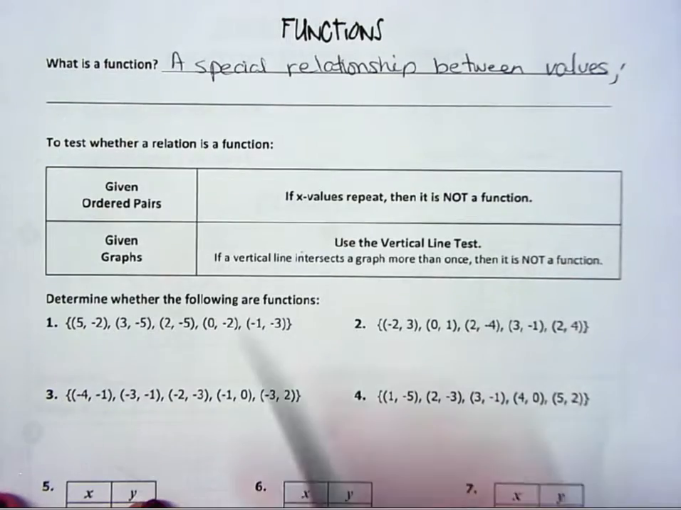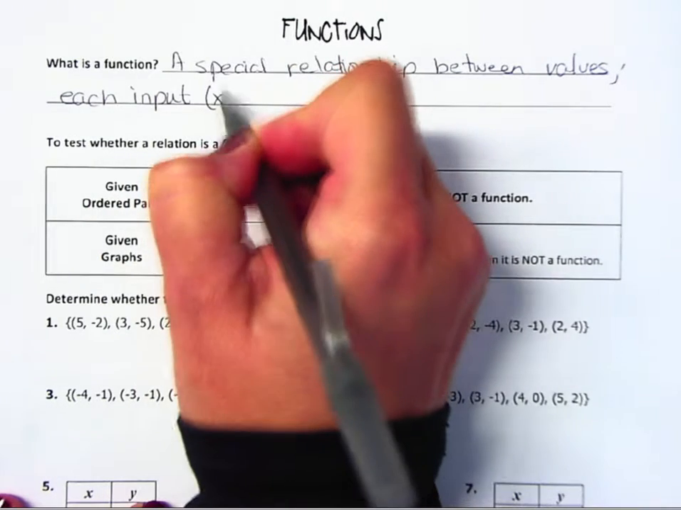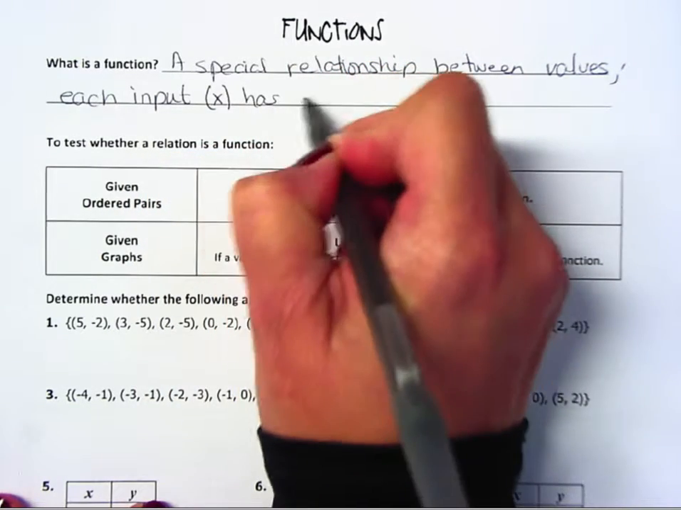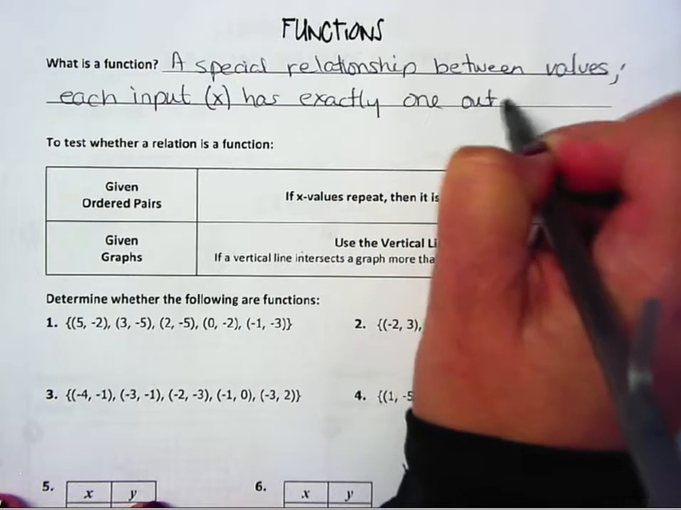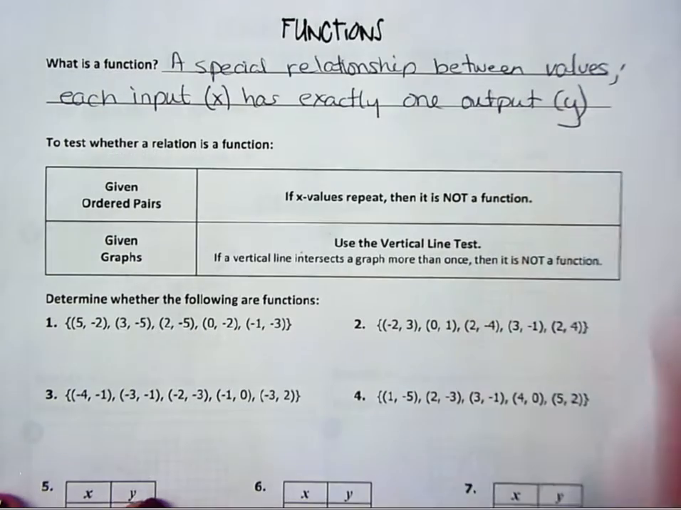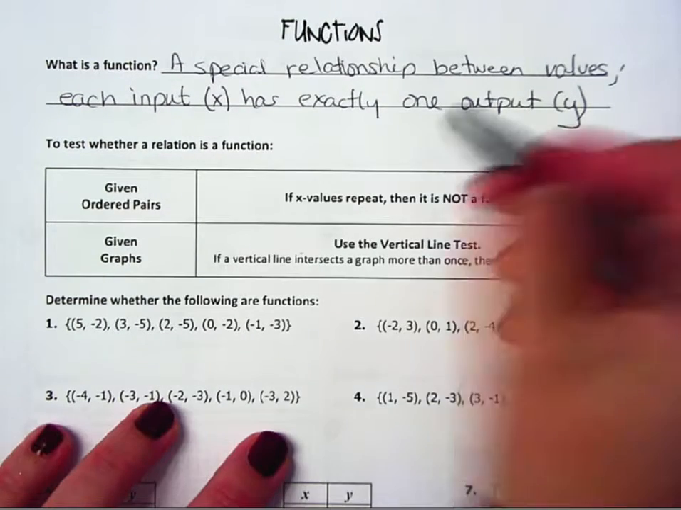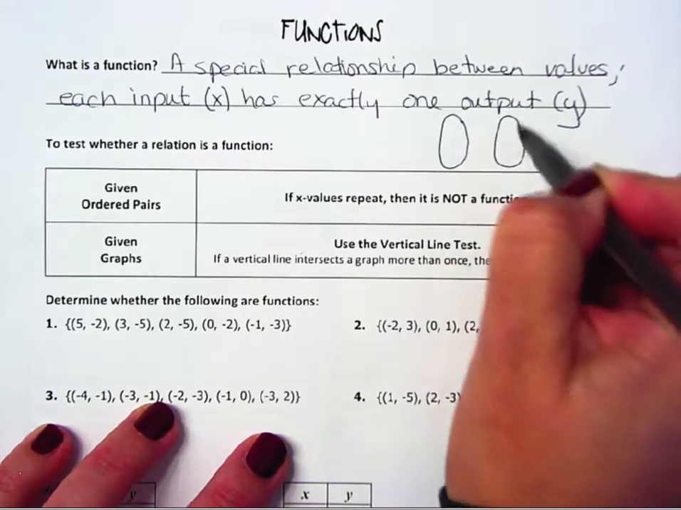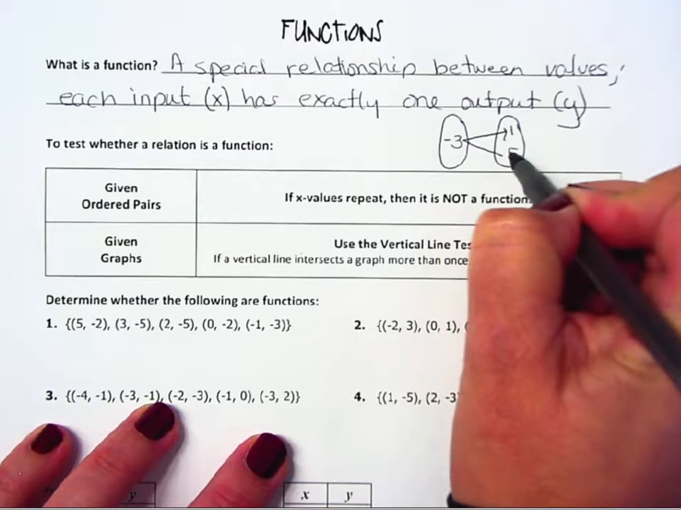Now the important part here is that each input, each x value, has exactly one output, or one y value. When we looked at relations earlier in the video, we saw that sometimes we can have one x value that has two different y values. In one of our mapping activities, we had something like a -3, and that value went to one value and to a second value.